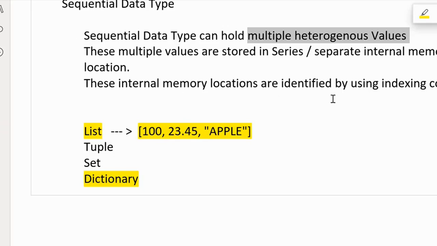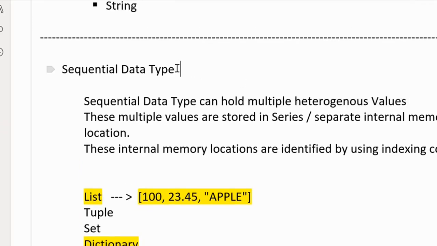A lot of times they will ask a question about the difference between a sequential data type and other types. Sometimes we call it a collections data type, or a compound data type. All these things will come under this.